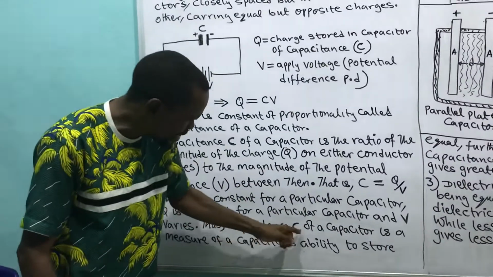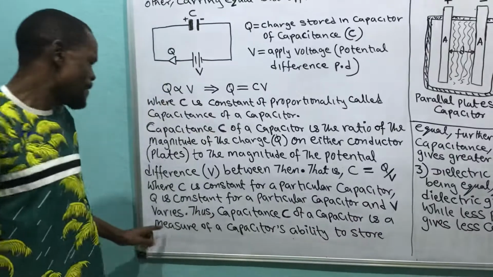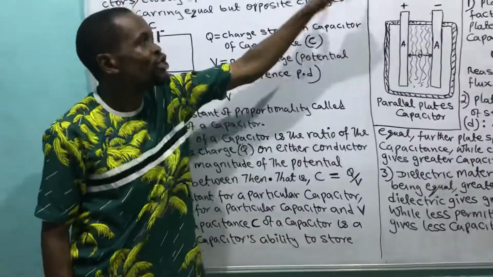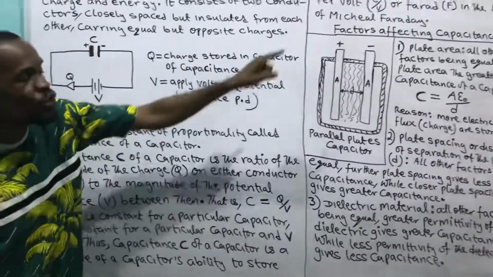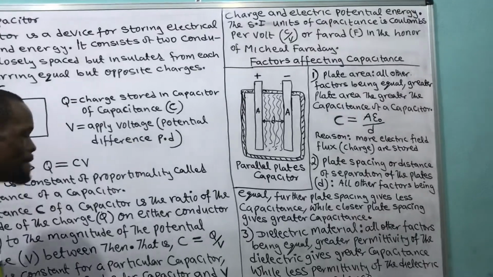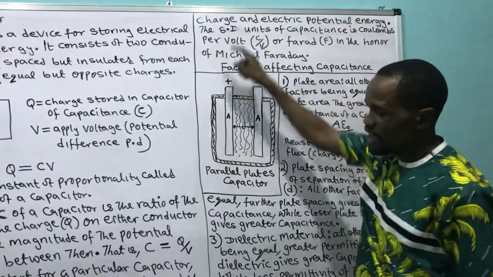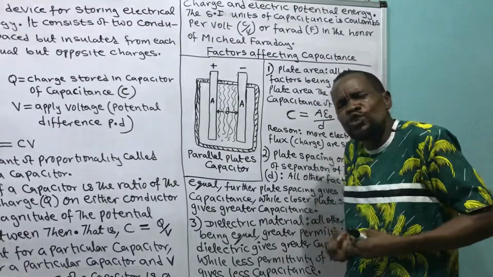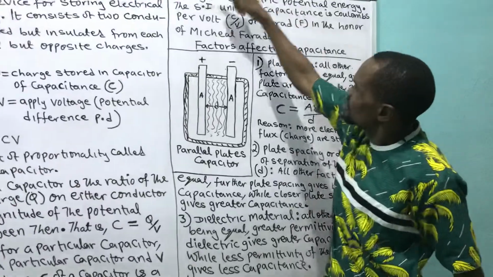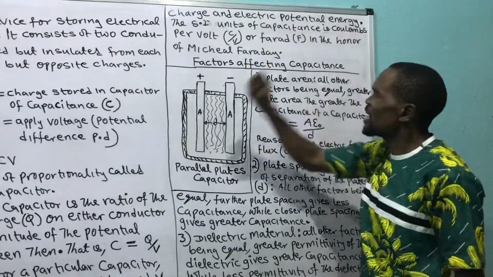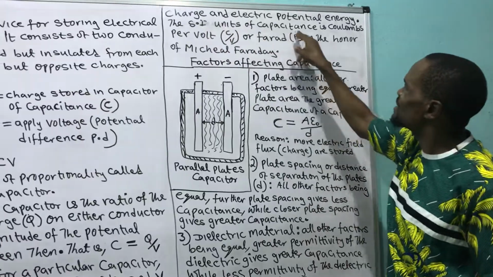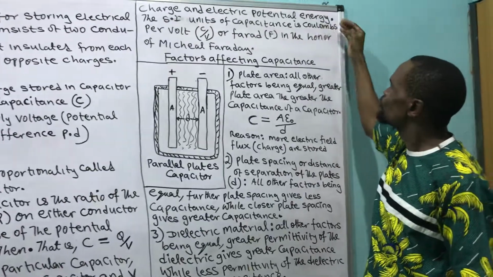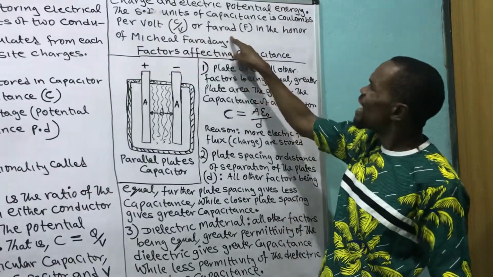Capacitance C of a capacitor is a measure of the capacitor's ability to store charge and electrical potential energy. Capacitance is the capacitor's ability to store what? Charge and electrical potential energy. The SI unit of capacitance is coulomb per volt, or farad.